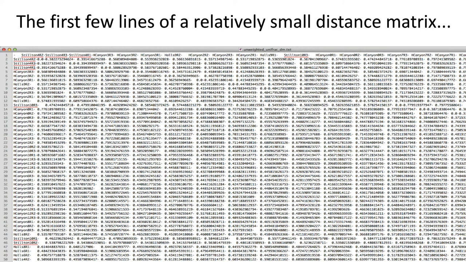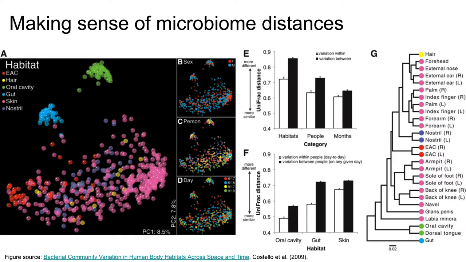But more typically, you're going to have a big distance matrix comparing distances between tens or hundreds or maybe even thousands of samples. This is the first few lines of a relatively small distance matrix. What I hope you take away from this is that it's pretty hard to look at this and take any meaningful patterns away just visually. So typically what we're doing is something to get this into a format that's a little bit more accessible for a human to view.